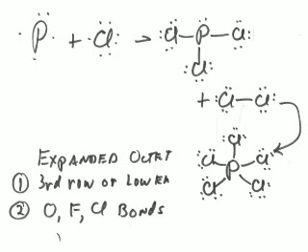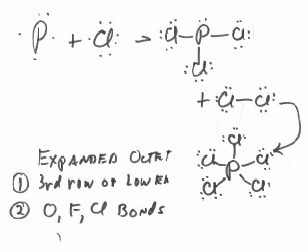Where else do we run into exceptions to the octet rule? Well, consider if we started with phosphorus and chlorine. Again, the phosphorus starts with 5, the chlorine starts with 7. The phosphorus puts in 1, the chlorine puts in 1, that gets us 1 bond. The phosphorus puts in 1, a second chlorine puts in an electron, we get 2 bonds. And finally, a third chlorine puts in 1, and the phosphorus puts in 1, and we get phosphorus trichloride. And if you start out with a lot of phosphorus and a little chlorine, that's the compound which you form.